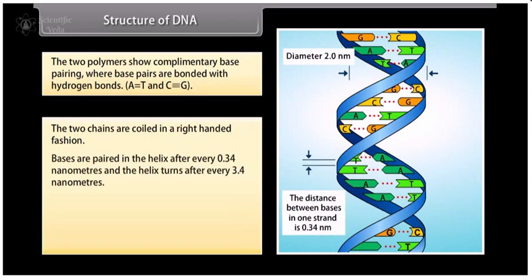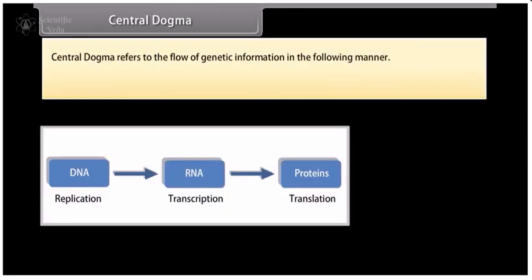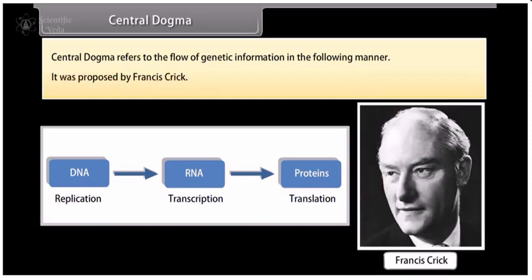Bases are paired in the helix after every 0.34 nanometers and the helix turns after every 3.4 nanometers. There are roughly 10 base pairs in each turn of the helix. The plane of one base pair stacks over the other in the double helix. Central Dogma. Central dogma refers to the flow of genetic information in the following manner. It was proposed by Francis Crick.